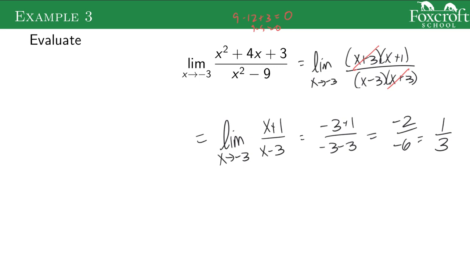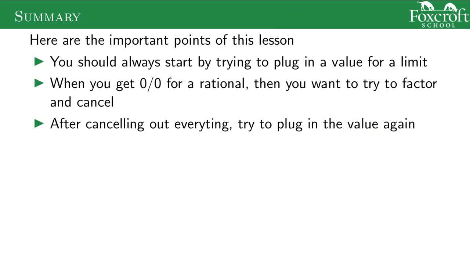All right, so if you can factor, the first thing you always want to do is plug in your value, make sure it's 0 over 0, and then factor. All right, so quick summary. Always start to evaluate a limit by trying to plug in the number. Because if you plug in the number and you get an answer, that's the answer. You don't have to do anything else. But when you get 0 over 0 for a rational, then you want to try to factor your rational and cancel. After you cancel out everything you can, plug in your value again, and then you should get a number for your limit. All right, so this is how to use factoring to evaluate a limit.